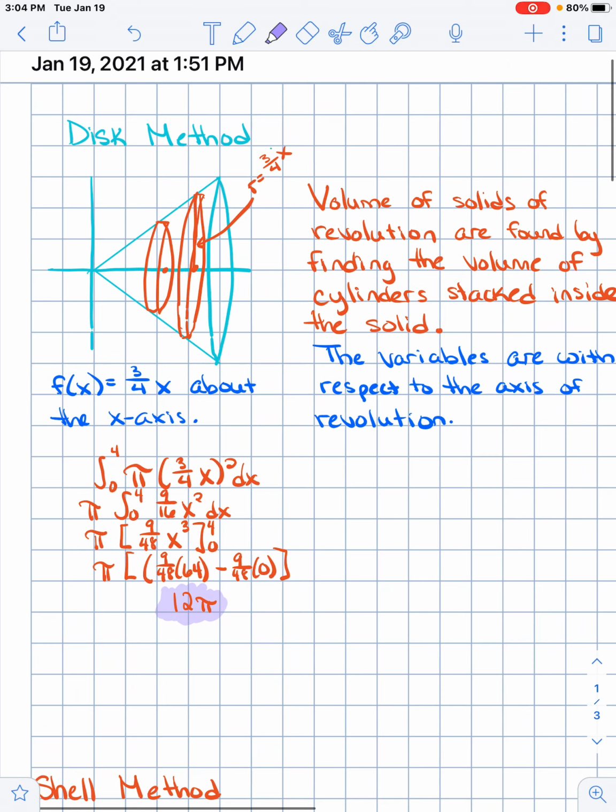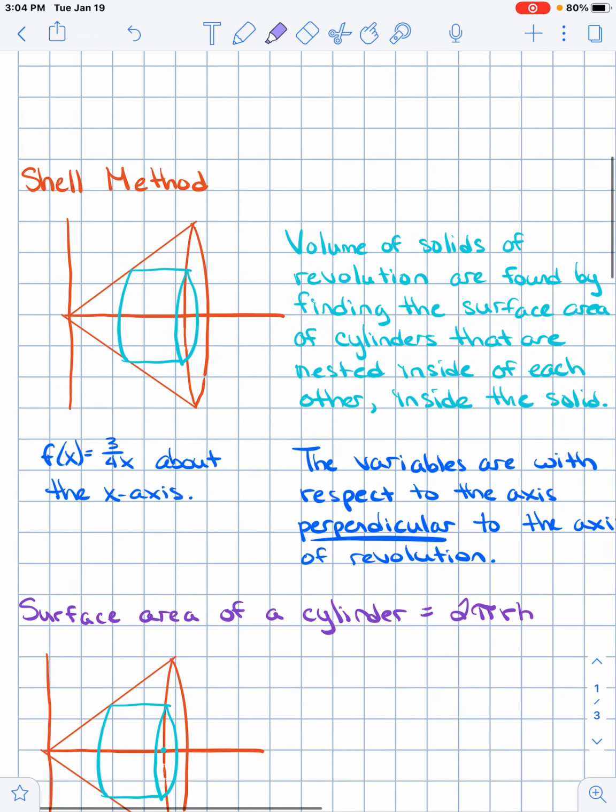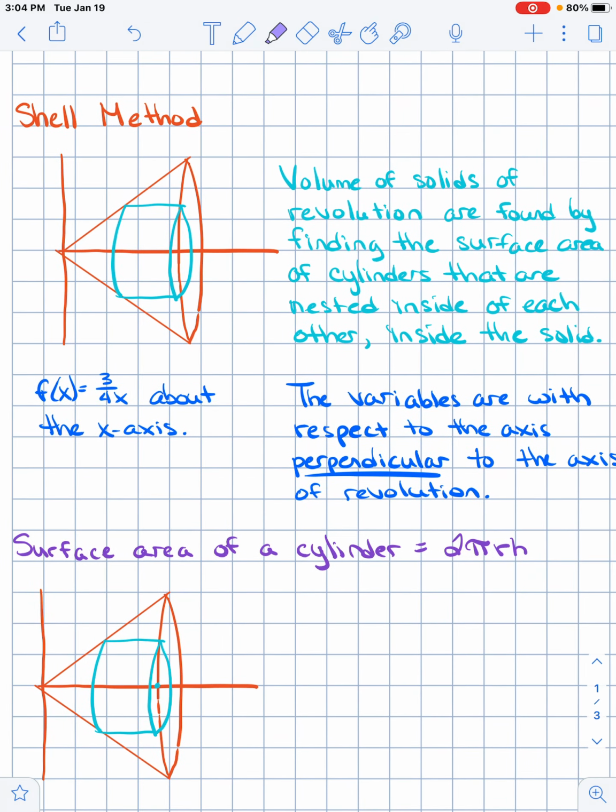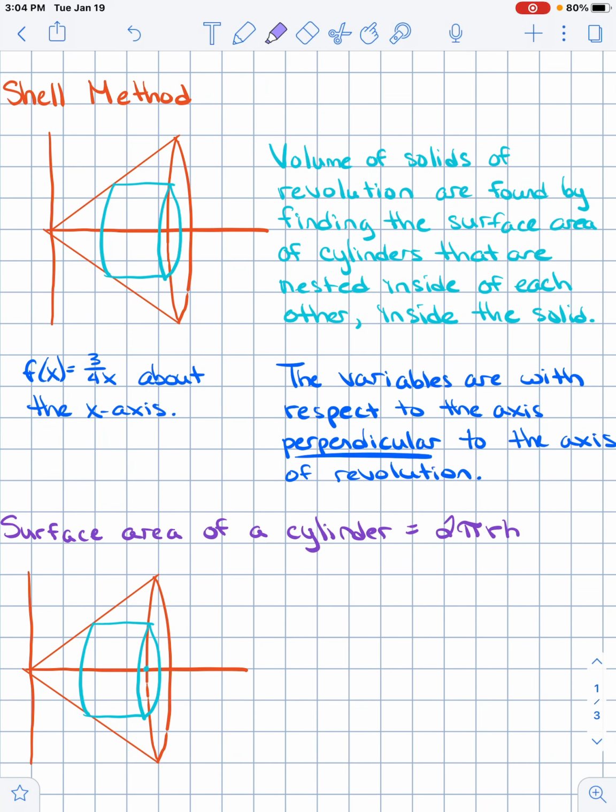All right, now let's talk about the shell method. The shell method has its benefits, and we'll talk about those benefits later on, but first let's just talk about what the shell method does. So if I look at the shell method, the volume of solids of revolution are found by finding the surface area of cylinders that are nested inside of each other inside of this solid. So think about those Russian nesting dolls, where you have one doll inside of the other, inside of the other, inside of the other. That's kind of what's going on here. But instead we're nesting cylinders, one within the other.